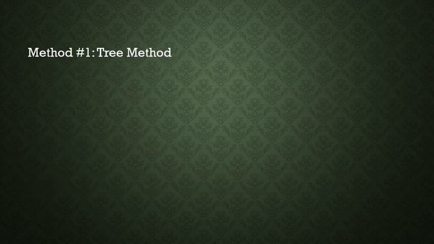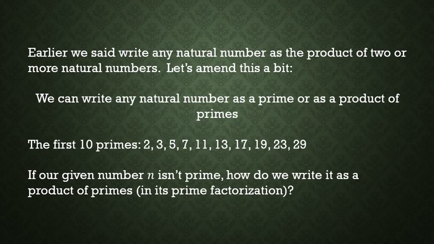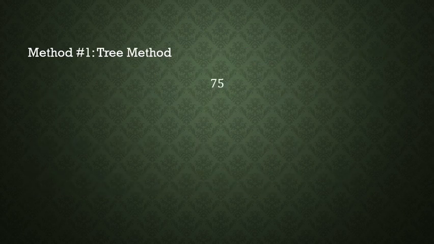So method number 1, the tree method. What you're going to do is start with your given number and start with the first prime that we saw in our list of 10 primes. Start with 2 and see, can I take my number and divide it by 2 and be left with another natural number? If I can't, then the number we're given is not divisible by 2, and we try the next one up.